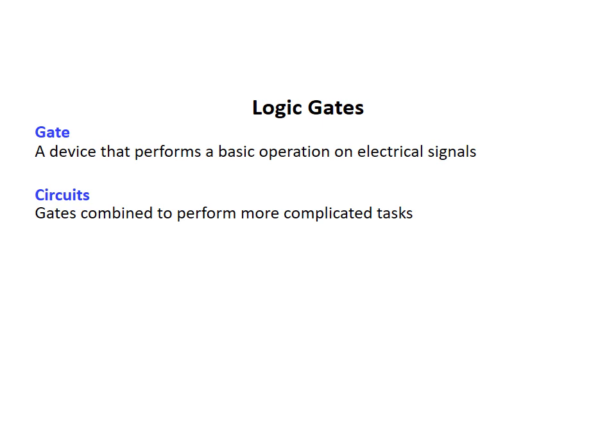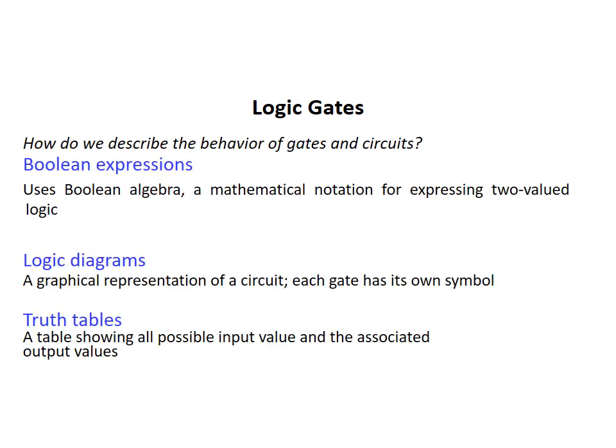First of all, we have to define what a logic gate is. A gate is a device that performs a basic operation on electrical signals, and circuit gates combine to perform more complicated tasks. Logic gates have three conventions: Boolean expression, logic diagram and truth table. How do we describe the behavior of gates and circuits? It is in terms of these three parameters. A Boolean expression uses Boolean algebra, a mathematical notation for expressing two-valued logic. A logic diagram is a graphical representation of the circuit; each gate has its own symbol. And a truth table is a table showing all the possible input values and the associated output values. This is the representation of logic gates.